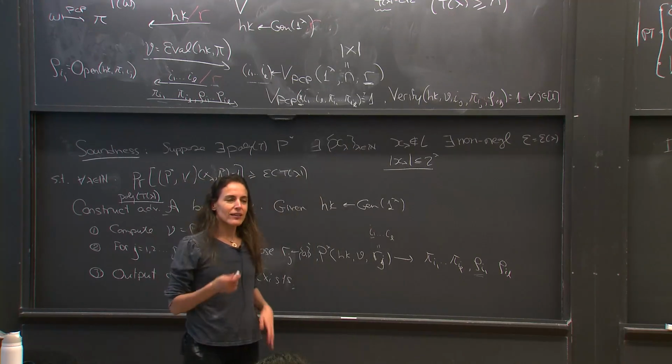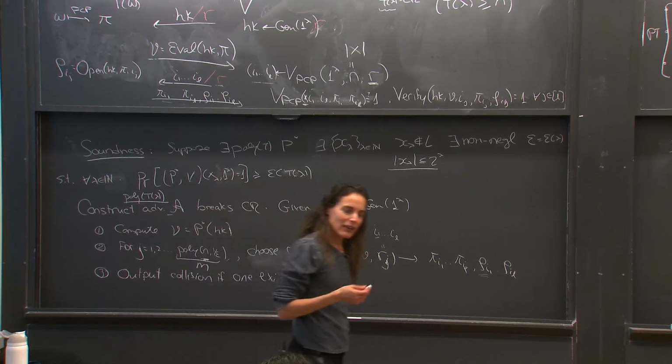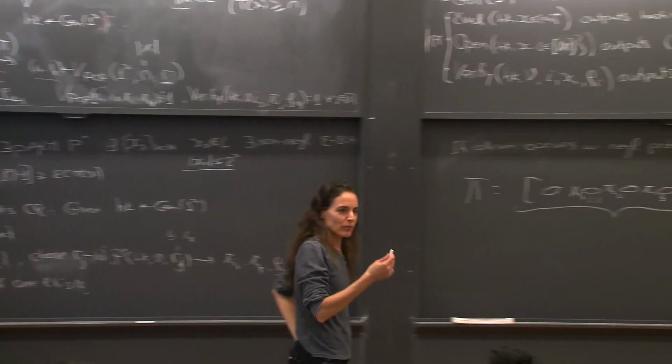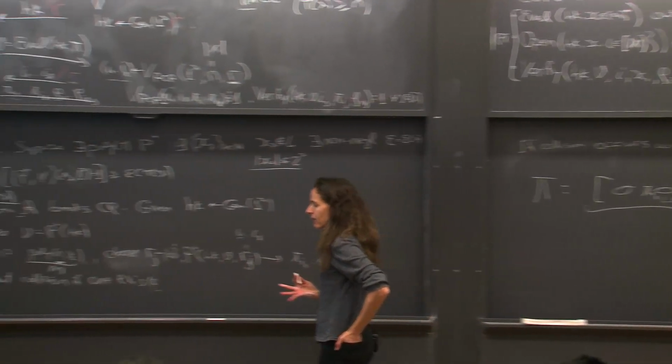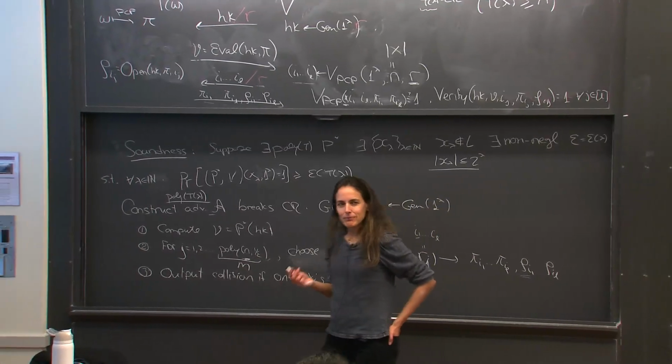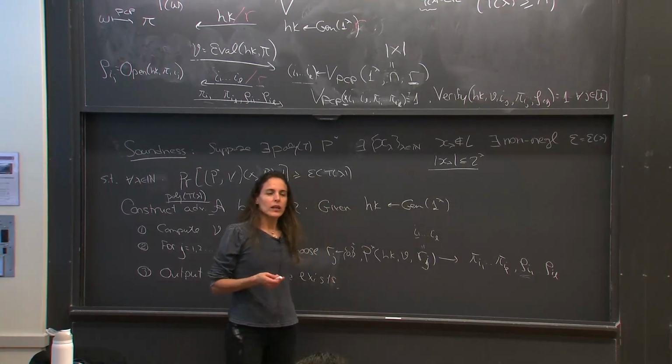And this kind of bothers cryptographers, because even though it makes sense to assume that T of lambda is bigger than N, and it makes sense to let the cheating prover run in time poly N, it's annoying that we need to do that.